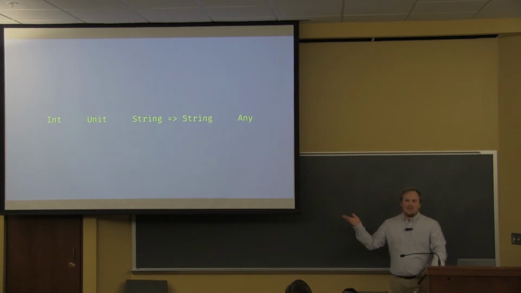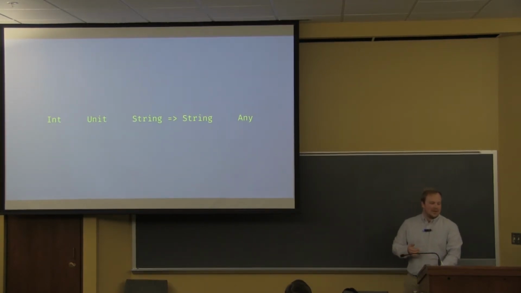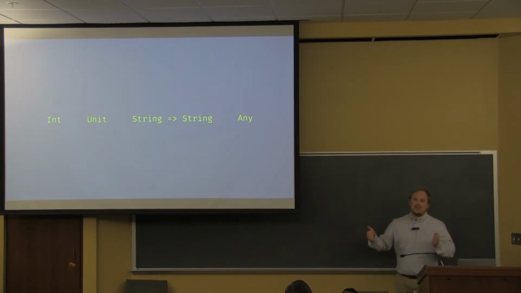propositions. Int is the proposition that there is an integer. There are a whole bunch of proofs of that. I can give you 6,000 of them if you want. Unit is the proof of absolutely nothing. If I prove unit to you, then nothing changed in you. You already knew that. Any is a proof of nothing at all. There's not any meaning to that at all.